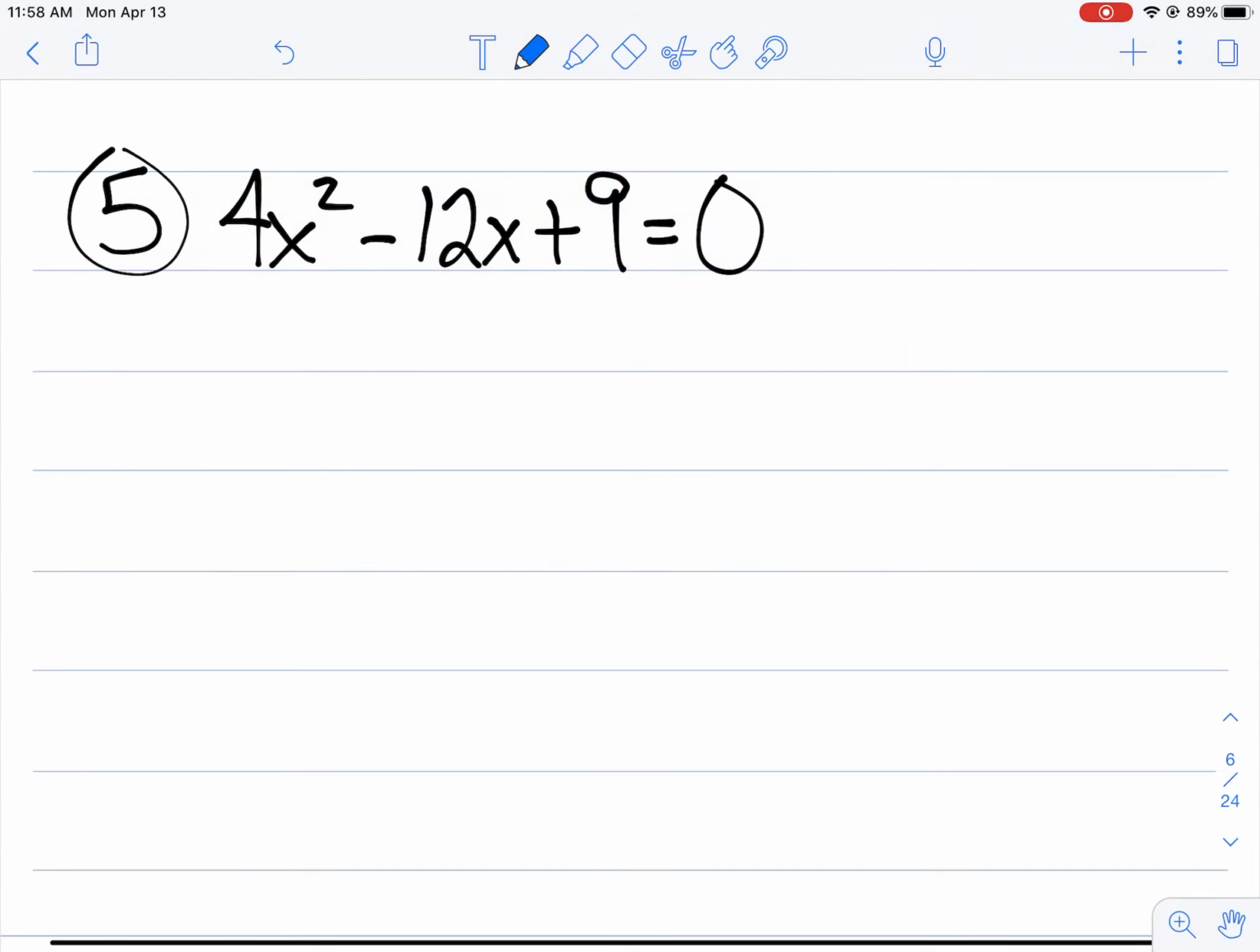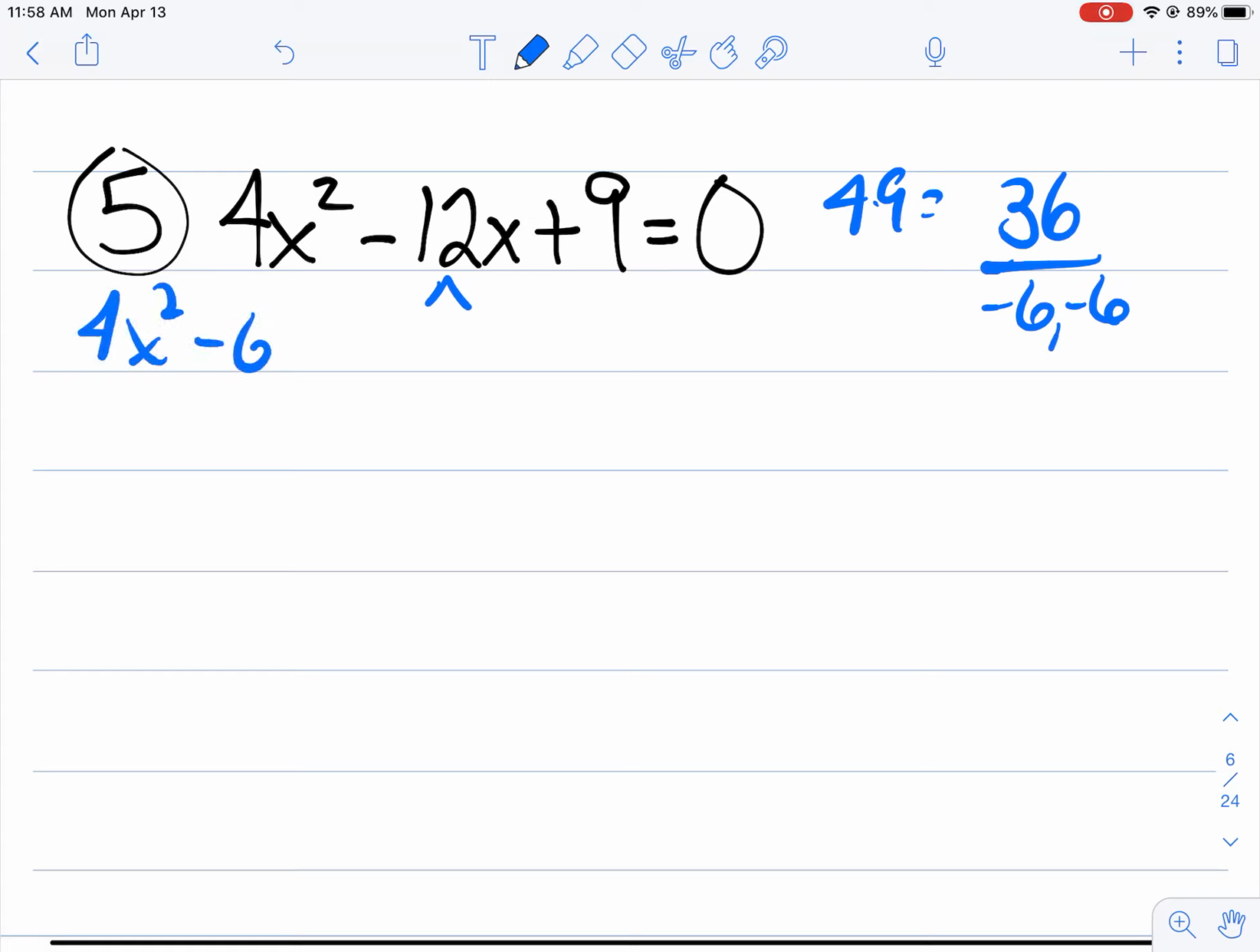Okay? So it's already set equal to 0, which is great. And we're just going to go ahead and factor it real fast. So multiply 4 and 9 together. So 4 times 9 is 36. Okay. Factor pairs negative 6 and negative 6. They add to negative 12. So we're going to split this up. I have 4x squared minus 6x minus 6x plus 9 equals 0.